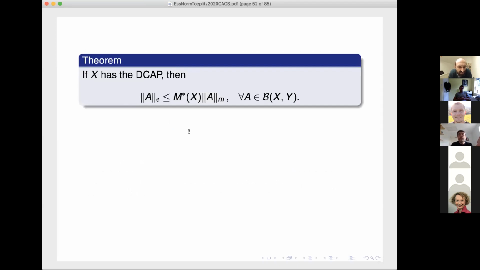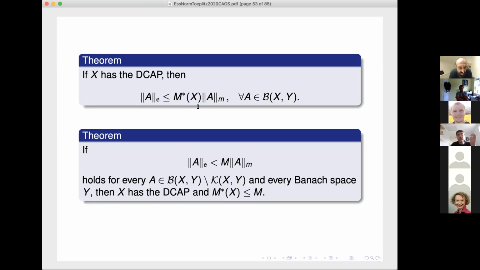And if you do have the dual compact approximation property, then you have this constant there. Again, is it a good estimate? Well, you can adapt the proof of Astala and Tylli, and in a sense, this is a correct estimate, because now we are worried about the source space, not the target space. So if you have this for any non-compact operator and for any Banach space Y, then X has to have this dual compact approximation property, and this is the best constant you can hope for. As I said, it's just a reworking of the result by Astala and Tylli.